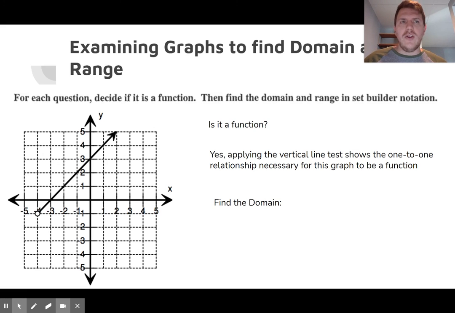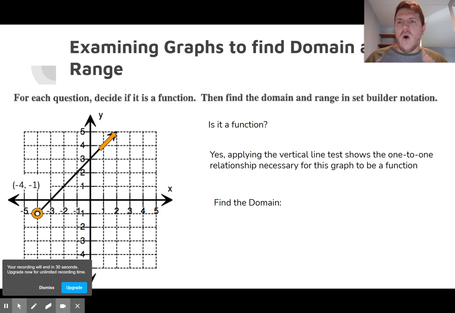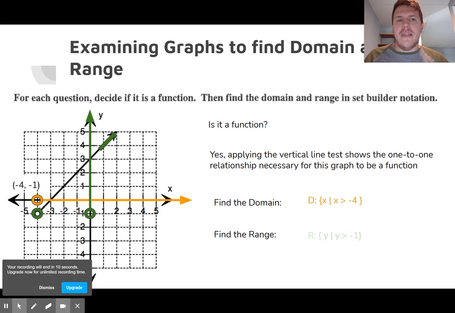To find the domain, we want to look at the endpoint we have, which is at (-4, -1). That's important for when we figure out what our domain is. We have an open circle, meaning we don't include that endpoint of (-4, -1) in our domain and range. And because it's an arrow, that means it goes on forever to the right. So we're going to use an inequality here to represent our domain, which is all my values of x that are greater than -4. And likewise for the range, we know that it's going to keep going on forever and up to the right. So for my y values, those are all my y values that are greater than -1.